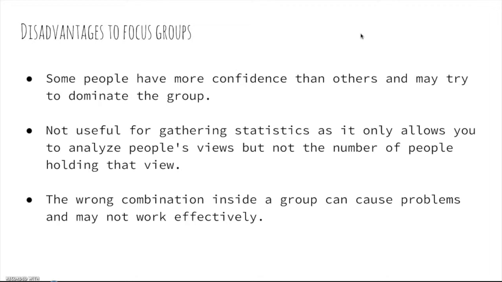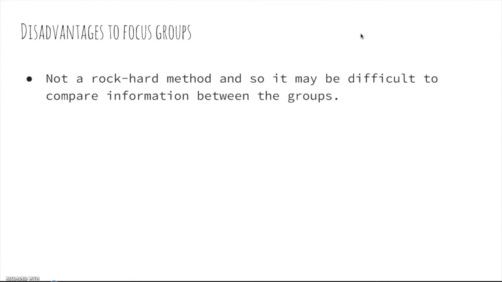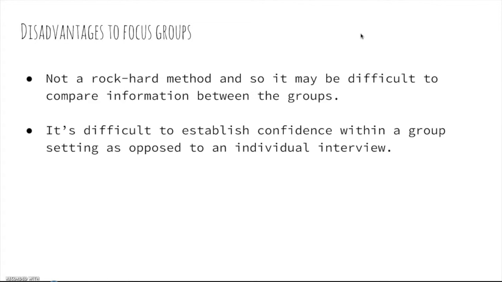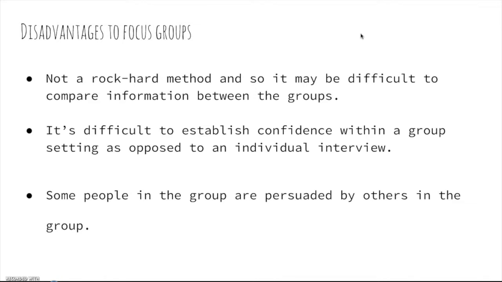Some additional disadvantages are that some people have more confidence than others and may try to dominate the group. Also, focus groups may not be useful for gathering statistics, as it only allows you to analyze people's views but not the number of people holding that view. Additionally, the wrong combination inside a group can cause problems and may not work effectively. And yet more disadvantages are that this is not a rock-hard method, so it may be difficult to compare information between groups. Sometimes it's difficult to establish confidence within a group as opposed to an individual interview. And some people in the group can be persuaded by others in the group.